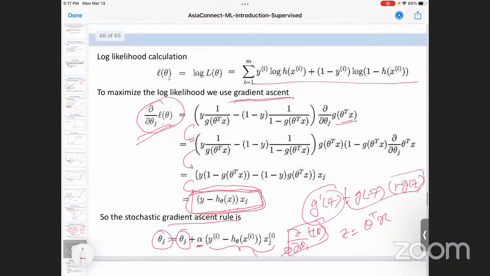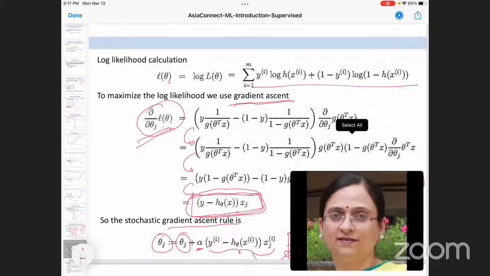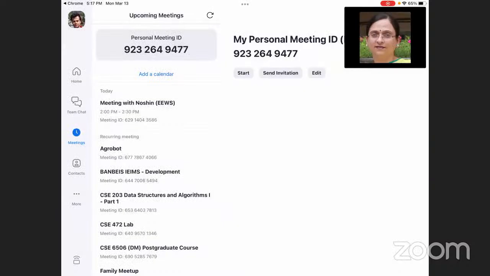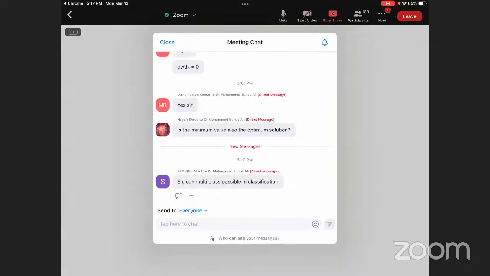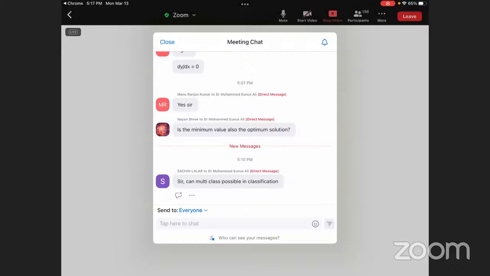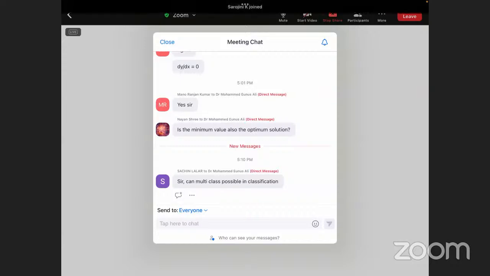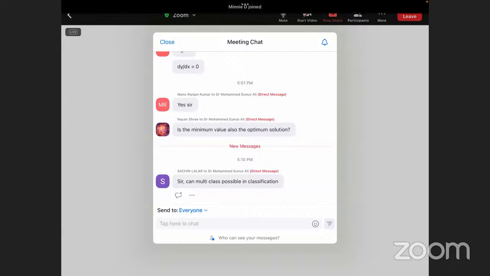Any question? I think I have covered a little bit of mathematical details, so I think I should take questions now. Any question? Yes, multi-class classification is possible. You can just check the book. Same thing. I have just shown the binary case, and you can extend it to a multi-class classification problem. Any other question?